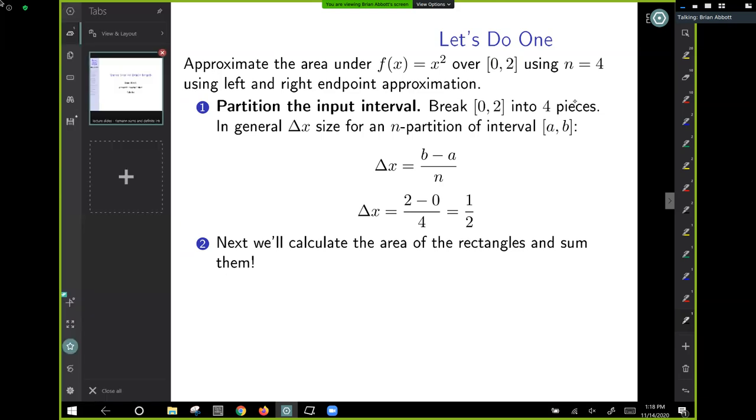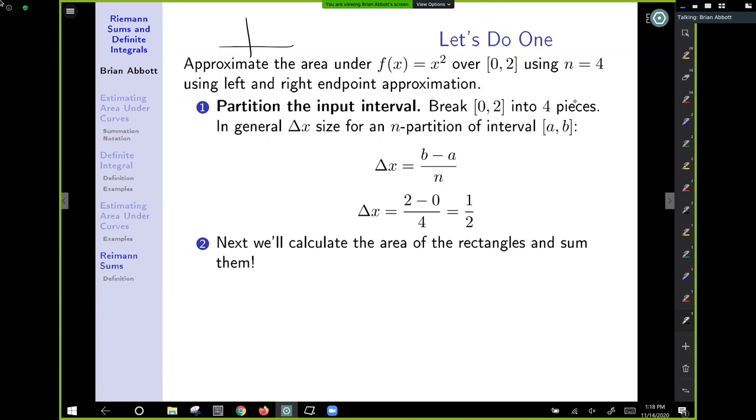We know x squared is the parabola, so we can draw a quick picture here. Height of 4 over 2. We're trying to estimate the area that's trapped under our parabola, the left half of the parabola from 0 to 2 there. And we want to break that interval up into 4 pieces.